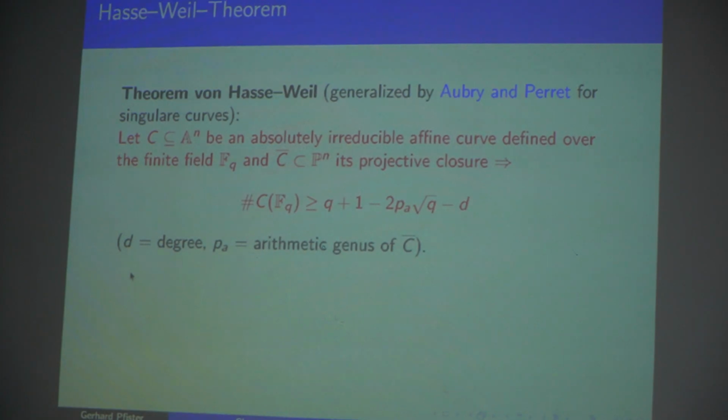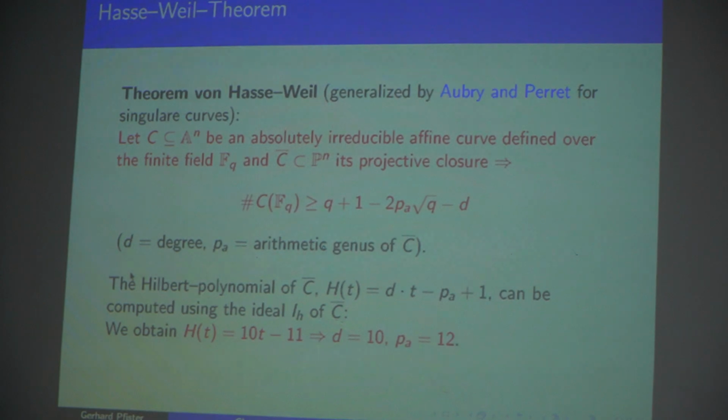So what is the arithmetic genus? I explained before what a Hilbert polynomial is, and if you write the Hilbert polynomial of a curve, then it is a polynomial of degree 1 and looks like d times t minus pa plus 1. So pa is the arithmetic genus and d is the degree. And for our curve, we obtain 10t minus 11. That means the degree is 10 and the arithmetic genus is 12.